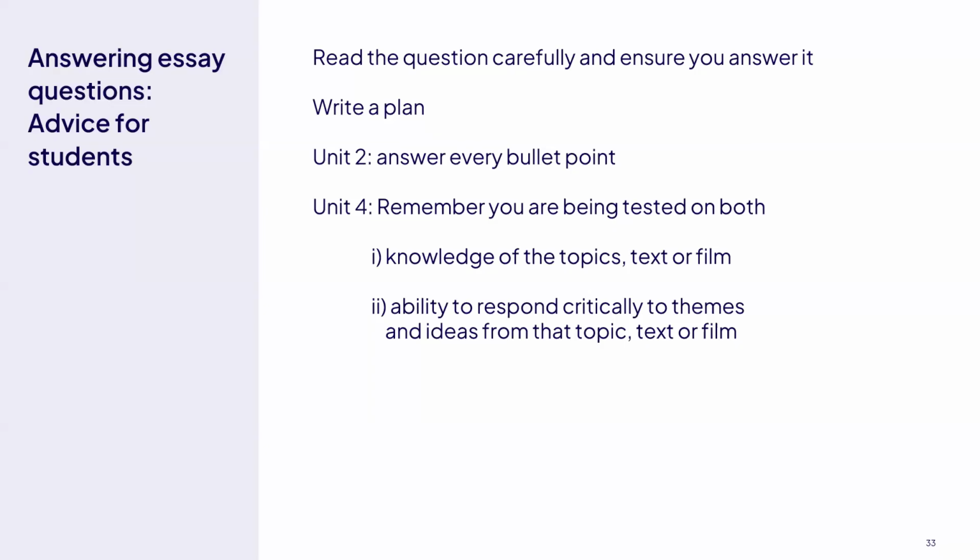And then answering their essay questions, again, same thing really. We want you to make sure that they have read the question carefully and that they've ensured that they answered it. So it's a good idea to write a little plan, and write a plan and cross it out. It's absolutely fine, but planning is good. So for the Unit 2 essay, it's important that students remember to answer every bullet point. And for Unit 4, they need to remember that they're being tested on both knowledge of the topics and text of the film, and also their ability to respond critically to the themes and ideas from that topic.